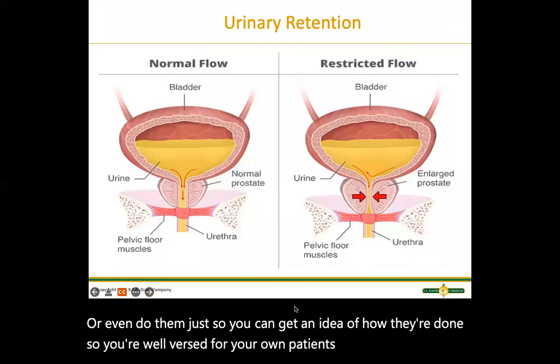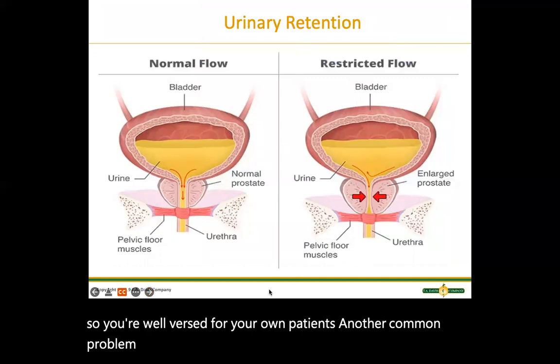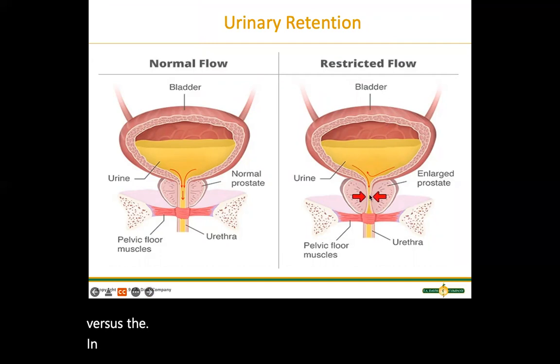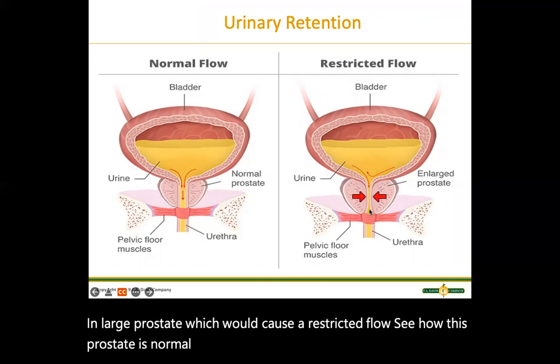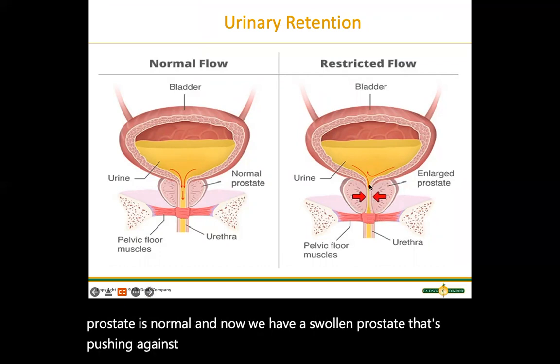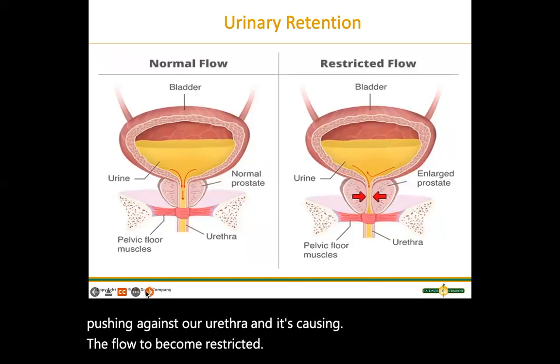Another common problem, urinary retention. Here is a diagram of the normal flow versus the enlarged prostate, which would cause a restricted flow. See how this prostate is normal, and now we have a swollen prostate that's pushing against our urethra, and it's causing the flow to become restricted.